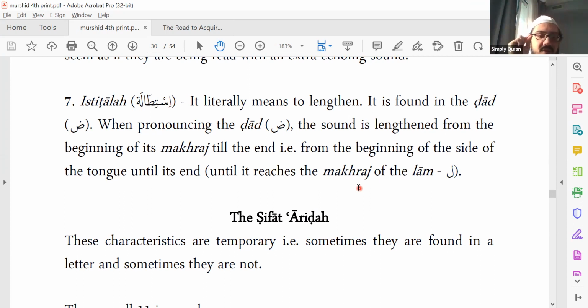This is why you hear the little sound before it, lod. If you're pronouncing it correctly, there's a little sound there. That sound is basically your tongue pressing against that makhraj and extending until it meets the premolar. This does not mean that there's movement in your mouth and you're rounding your mouth. Rather, there is that extension of the makhraj, so it starts from its point of makhraj and reaches the lam, which is at the premolar.